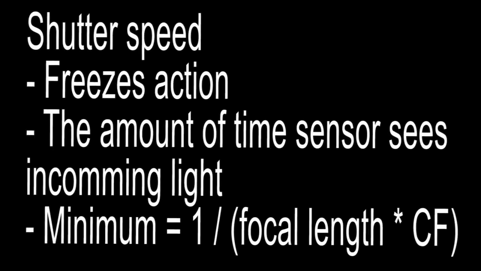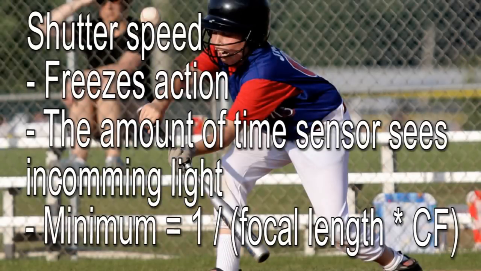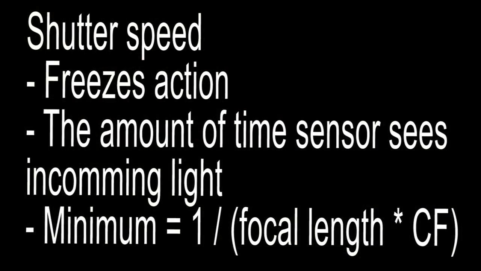There's three main settings on your camera that will affect exposure levels, first being the shutter speed. This is typically used to freeze action, and it controls the amount of time the sensor sees the light. There is a minimum shutter speed setting. It's typically 1 divided by the focal length times your camera's crop factor. So on a lot of digital SLRs today, the crop factor is about 1.6. So if you have a 100mm lens, your minimum shutter speed is 1/160. Anything below that, it won't be able to compensate for your typical hand shake that will affect pictures and make them blurry.